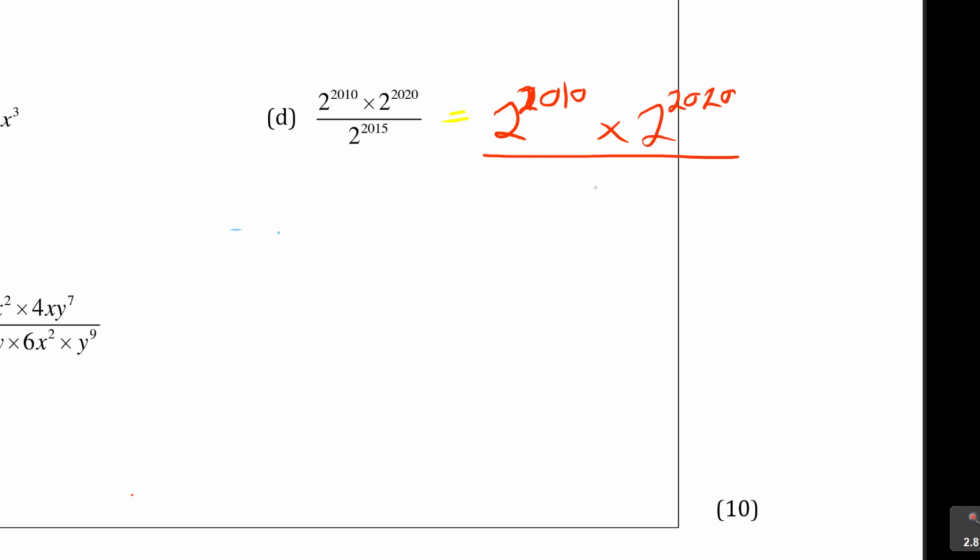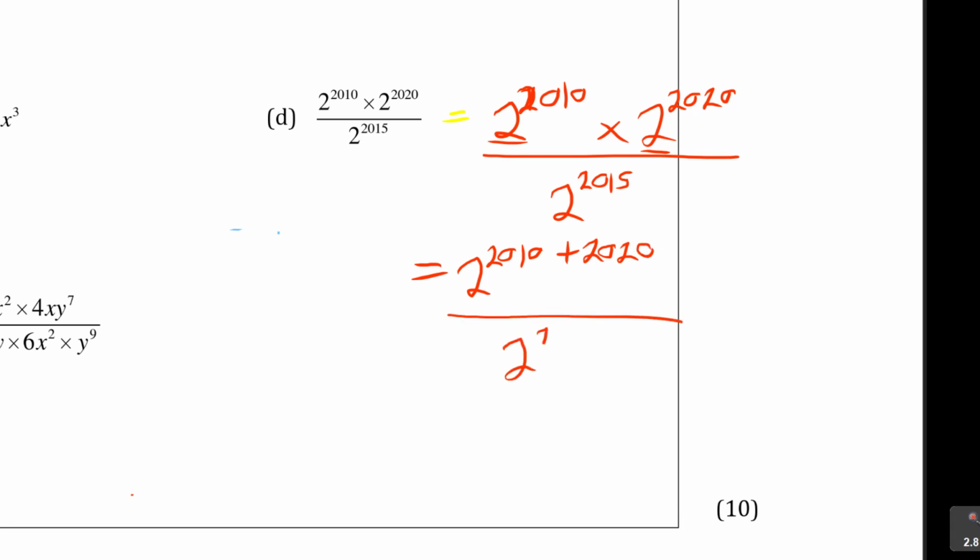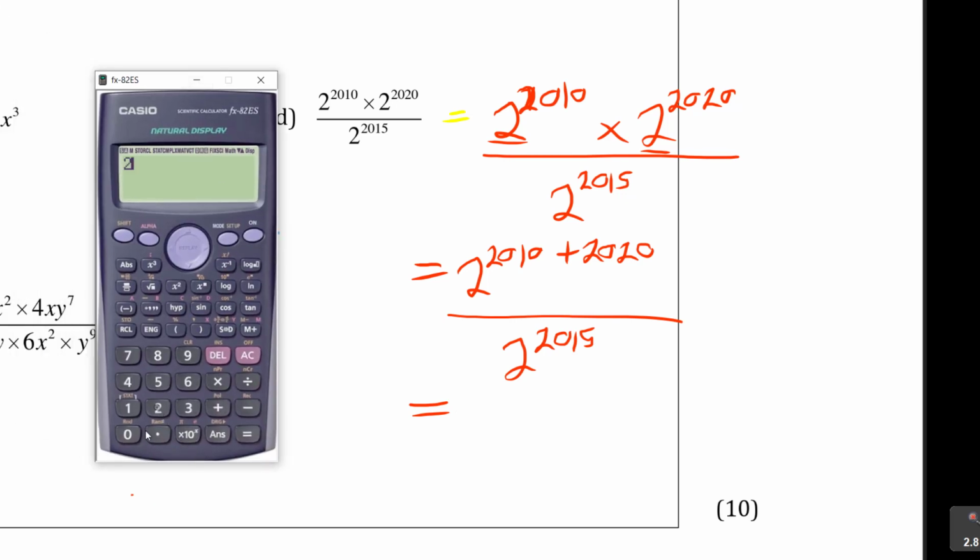Even your calculator can simplify this. It will say error because the numbers are too big. See? So start with the top, same base. What do you do? You add. So it will be 2 to the power 2010 plus 2020 over 2 to the power 2015. Now we add 2010 plus 2020. I think you need a calculator now. Just add 2010 plus 2020, equal to 4030.